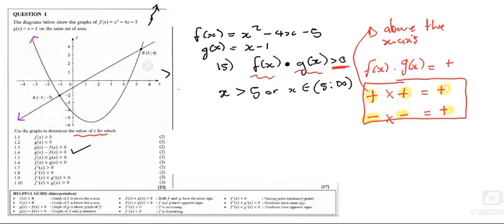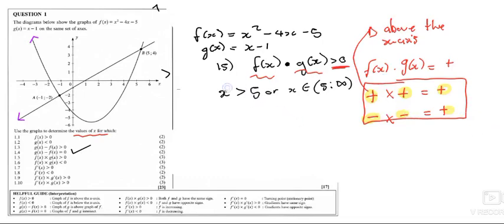Now you go ahead and check again. Now you get the second restriction. At the second restriction, we say we are looking at where both of them have y values that are negative. Because if both of their y values are negative at the same time, they're going to give us a positive answer. Let's go ahead and look for that.